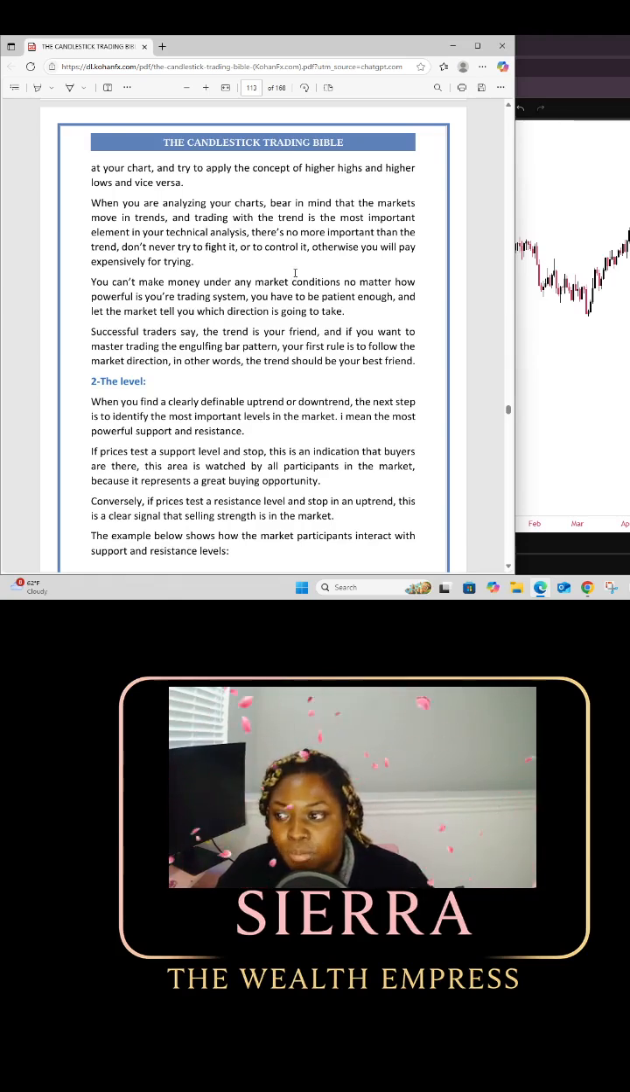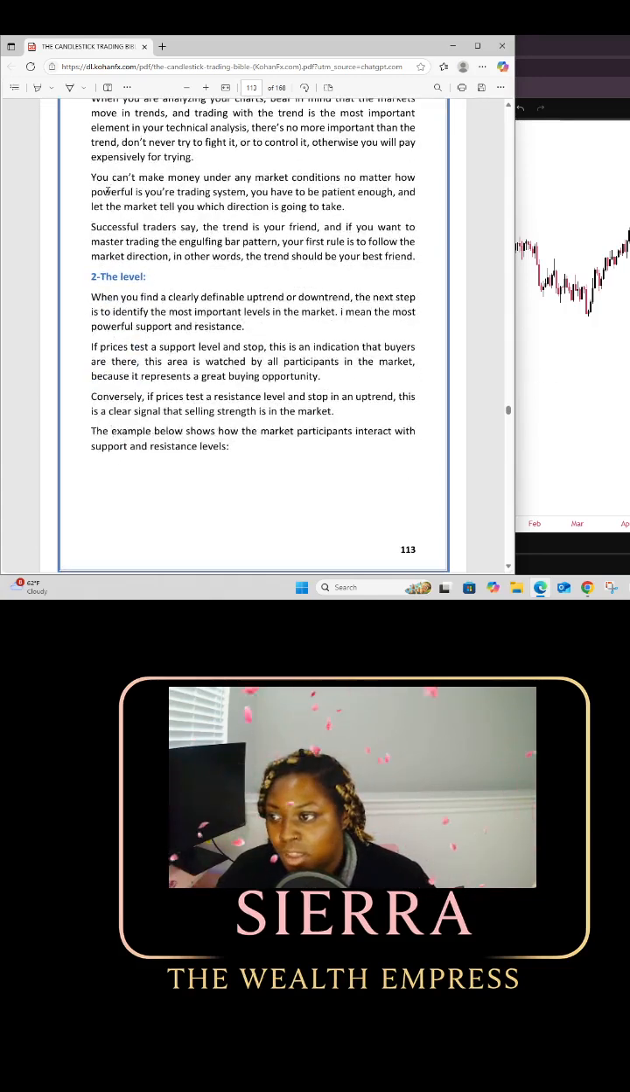When you are analyzing your charts, bear in mind that the markets move in trends, and trading with the trend is the most important element in your technical analysis. There's nothing more important than the trend. Don't ever try to fight it. I think they meant there's nothing more important than the trend. Don't try to fight it or control it. Otherwise, you will pay expensively for trying. And yes, you will. You can't make money under any market conditions. No matter how powerful your trading system is, you have to be patient enough and let the market tell you which direction it's going to take.